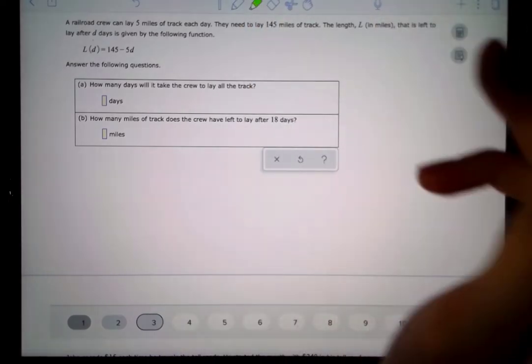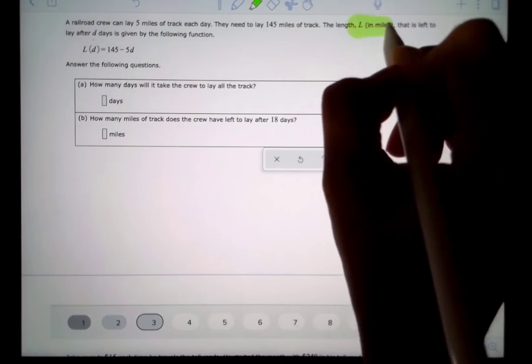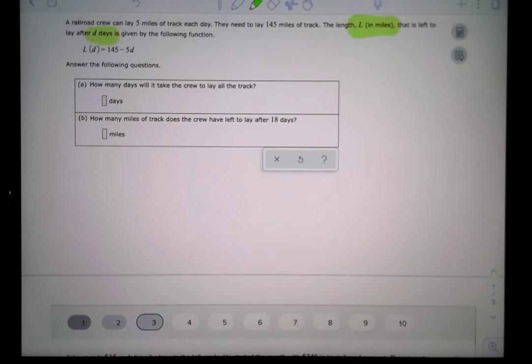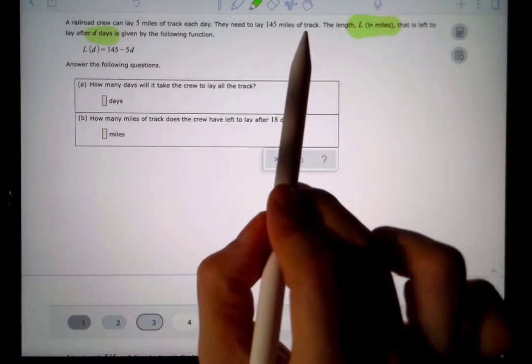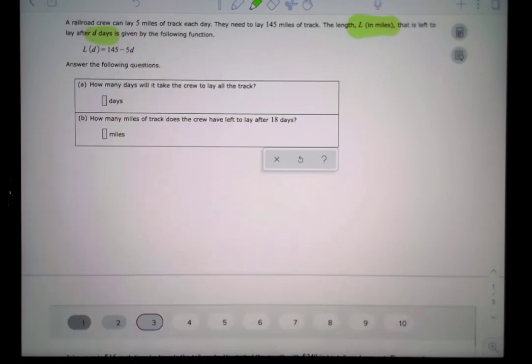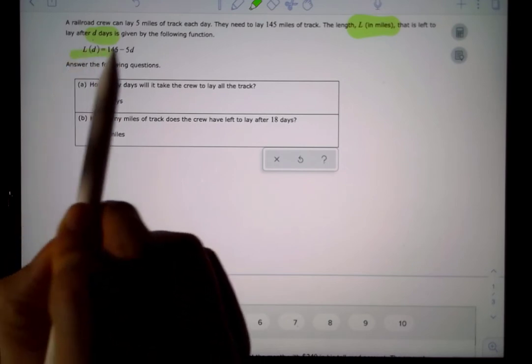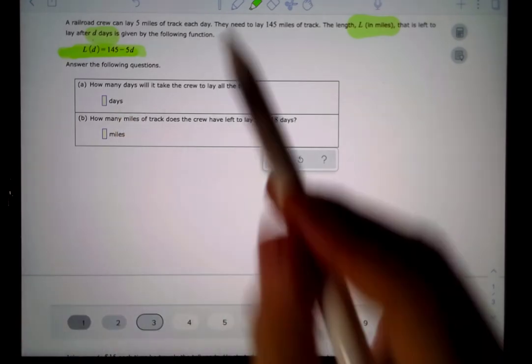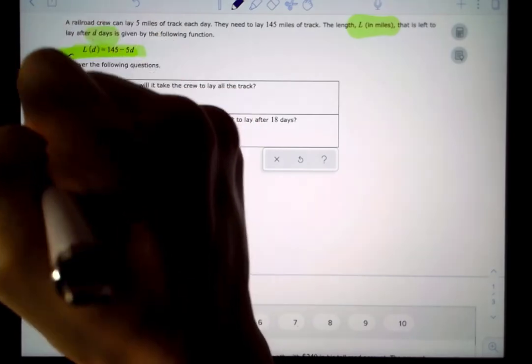So look, we have two variables, length L and D days, right? So they need to lay 145 miles in total. Each day they lay 5 miles, right? Then after 1 day, 140 left. After 2 days, 135 left, like that. So anyway, they already set up the function, so you don't have to find it. But because you have these 2 different questions, I want to find my inverse. I'm going to find my inverse.